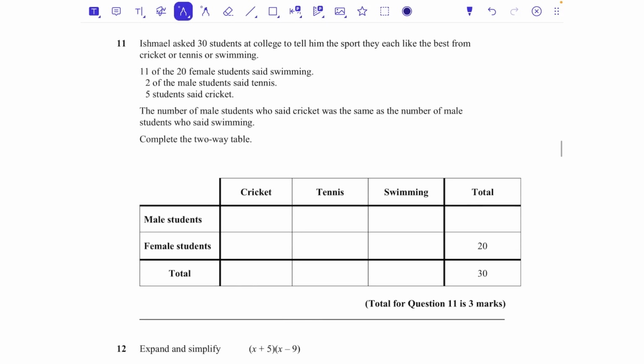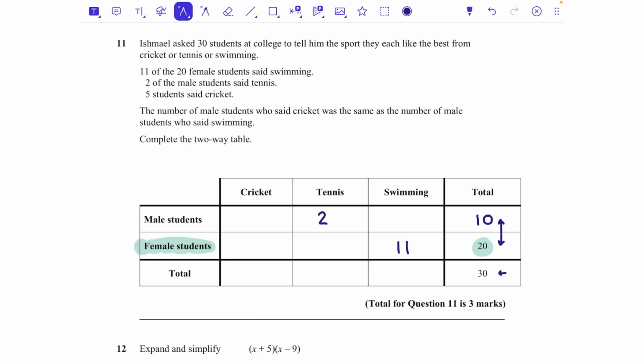Ishmael asked 30 students at college to tell him the sport they each like best, from cricket or tennis or swimming. 11 of the 20 female students, okay, so now I know immediately, I'm going to fill this out as we go down, that the number of female students is 20 and 11 of them said swimming. So swimming here is going to be 11. 2 of the male students said tennis. So male student saying tennis was 2. And we know that there are 10 male students because 10 add 20 makes 30.